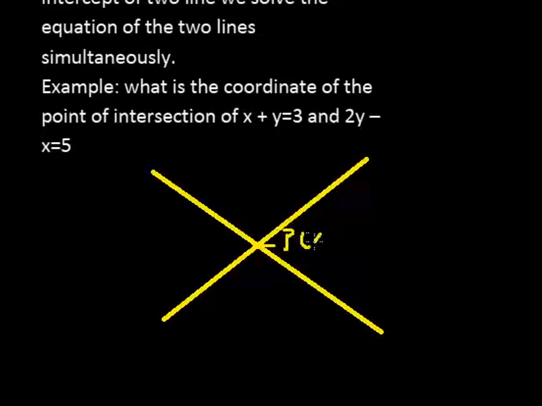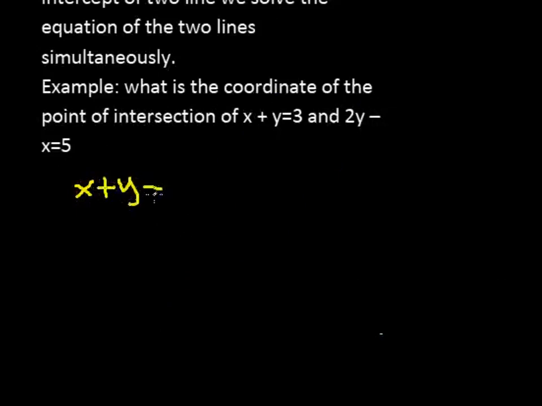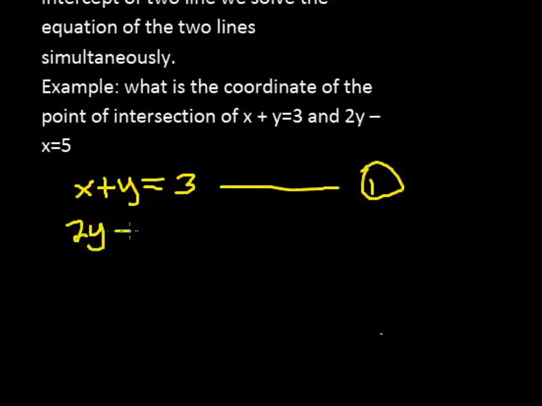With coordinate x comma y. So how will you get this point of intercept? Remember, this line has an equation, and this line has an equation. So to get the point of intercept of two lines, you always solve the equation of the two lines simultaneously. And I believe you know how to solve simultaneous equations, right? So I have an example here. What is the coordinate of the point of intercept of the first line, x plus y equal to 3? That's the first line, I'll call that equation 1. And the second line, 2y minus x equal to 5.